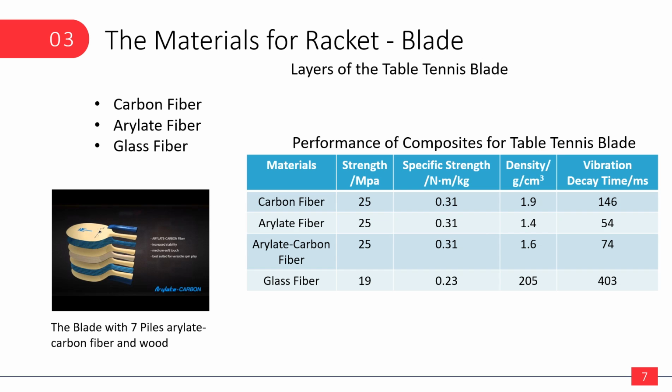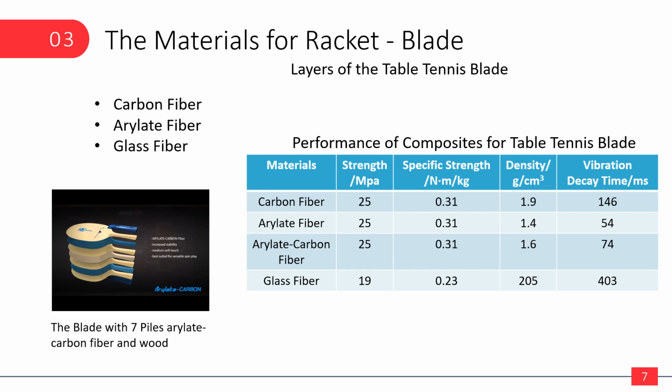With the advancement of technology, athletes are not satisfied with table tennis rackets of pure wood, and have developed multi-layer rackets to meet the requirements of energy storage and hardness. Most rackets are 5-layer or 7-layer structures, made of wood and fiber materials, such as carbon fiber, glass fiber, and aramid fiber. The table shows the performance of composites for table tennis blades.